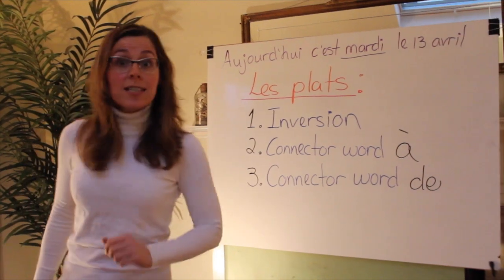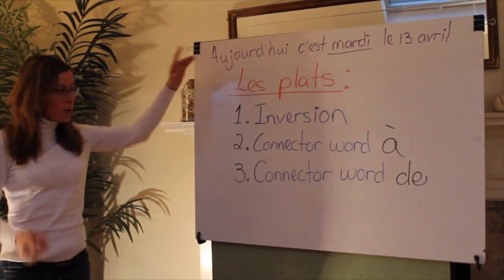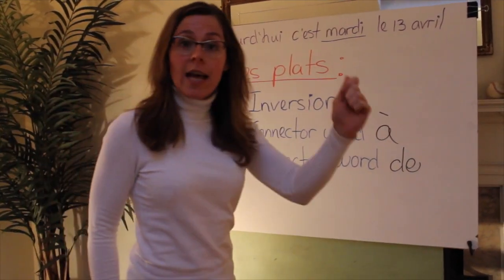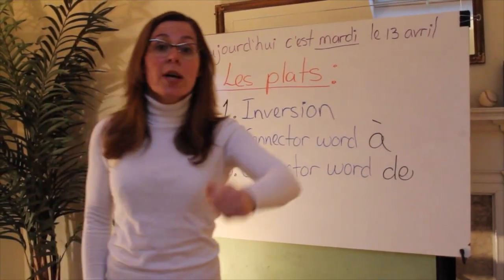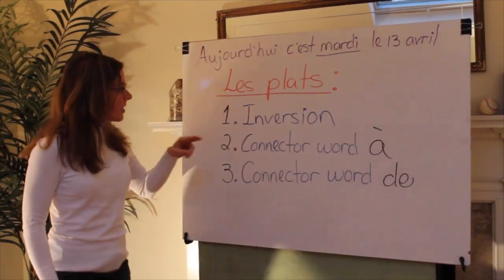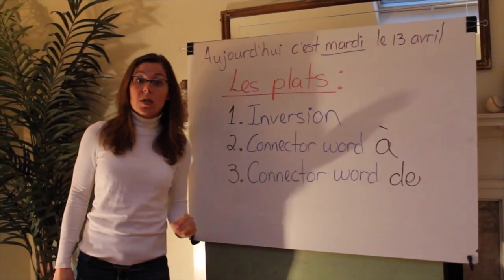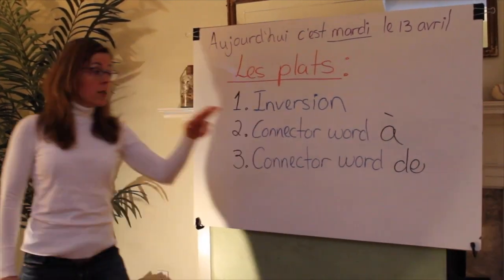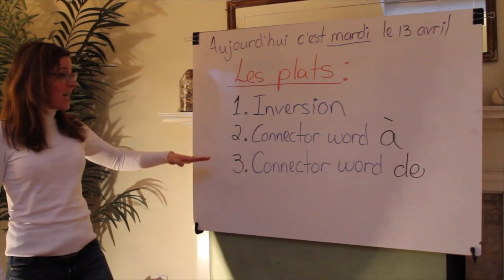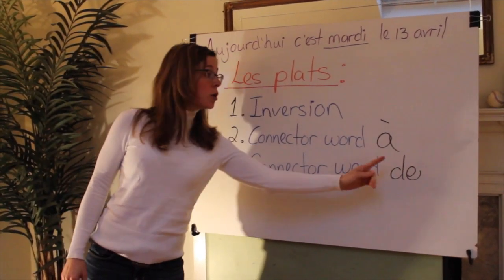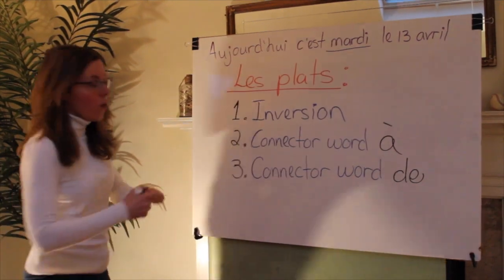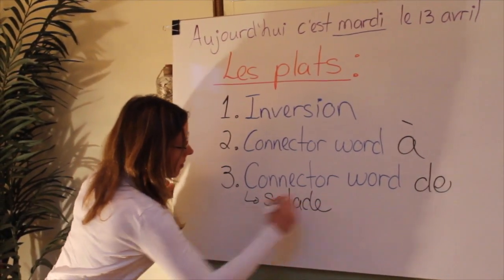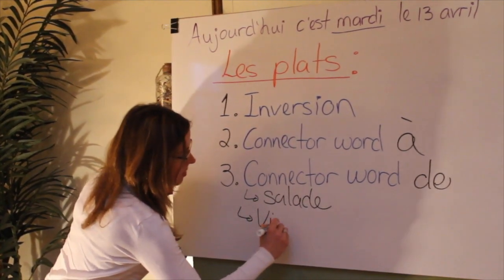So that was your lesson on les plats. Remember, first, inversion. It's not the chicken sandwich anymore, it's le sandwich au poulet. Second, connector word. Most of the food are gonna have à as a connector word, okay? So try to see where it applies, and then connector word number 2, de. That's only for salade, and viande, which means meat.